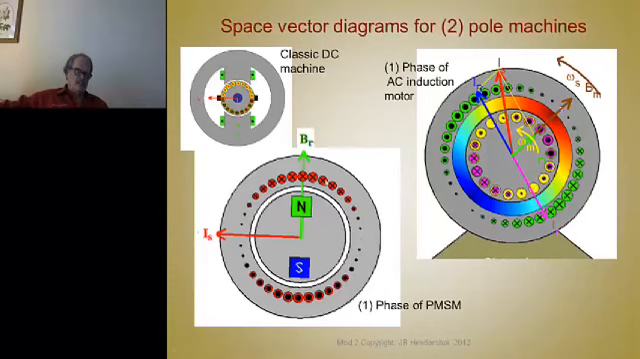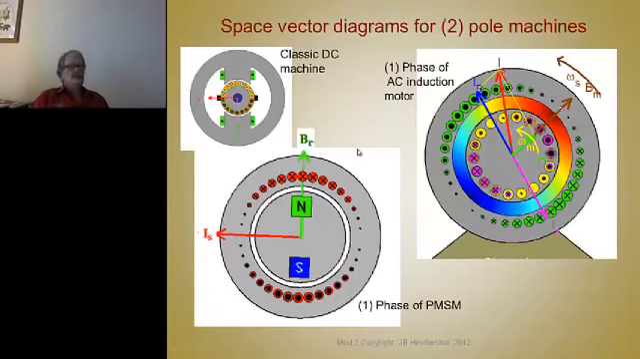If I rotate this field in the stator, either continuous sinusoidally or stepwise in 60-degree increments like you do in a brushless machine, these rotor poles are going to stay in synchronization with that, up to the torque capability of the machine.